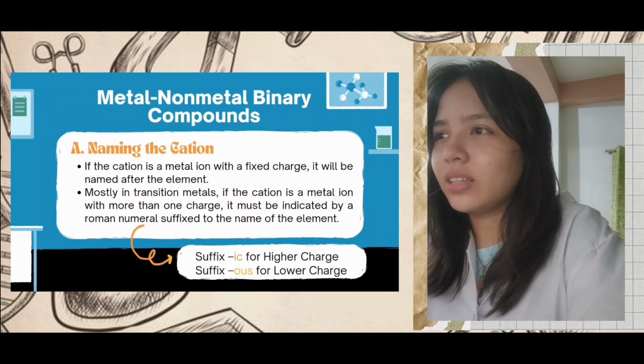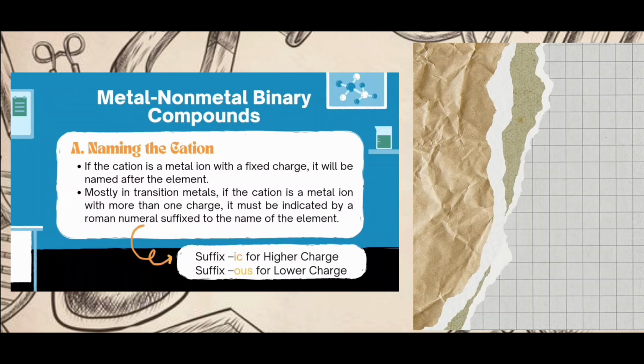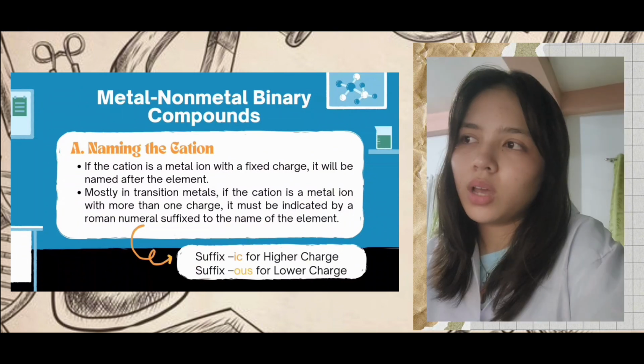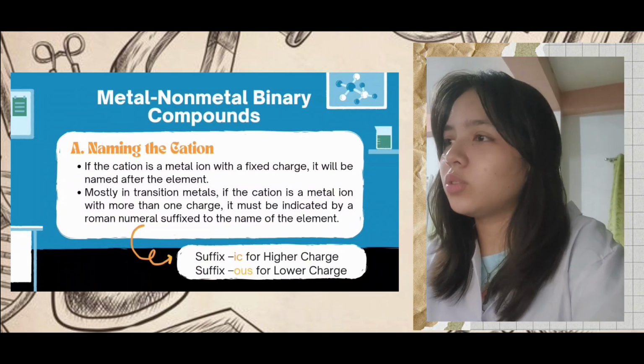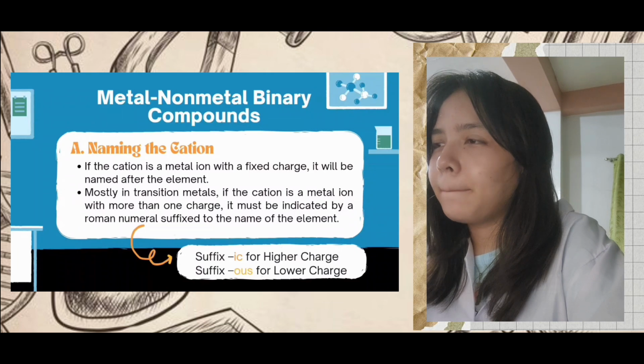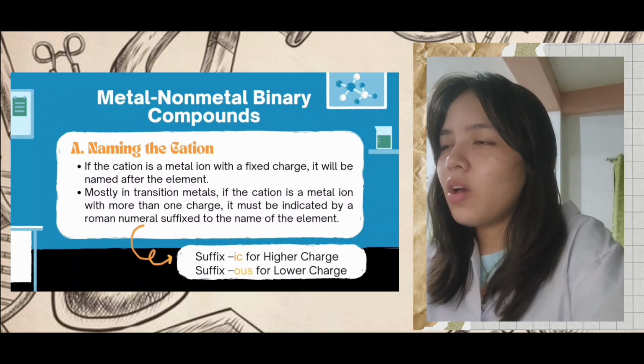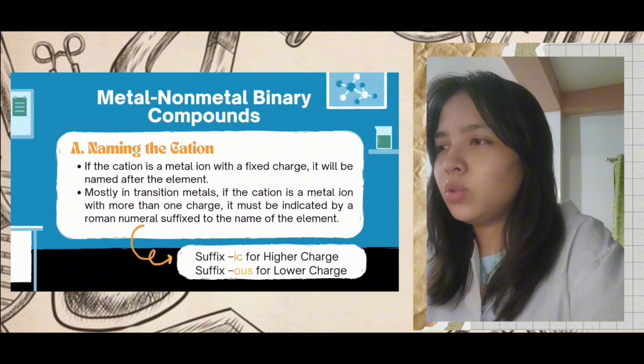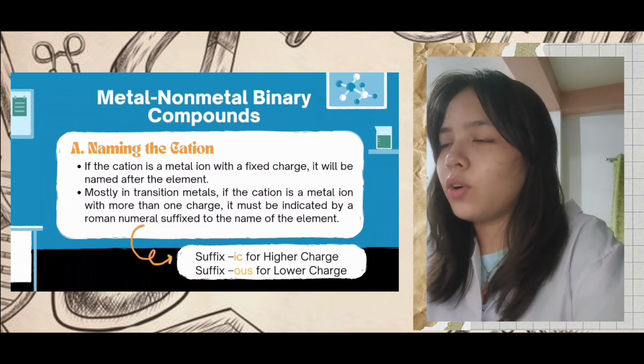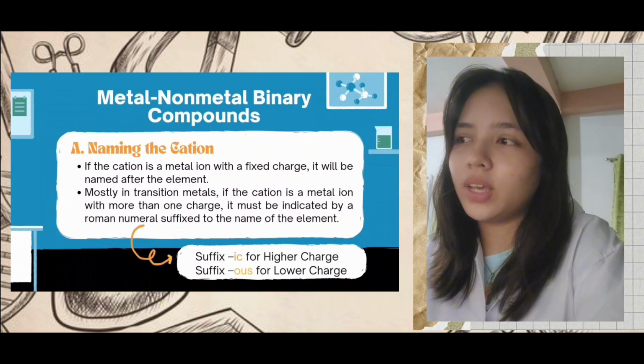Naming the cation. If the cation has a fixed charge, it should be named after the element. If it has more than one charge, it should be indicated by a Roman numeral suffix to the name of the element. For higher charges, we use the suffix "ic". For lower charges, we use the suffix "ous".